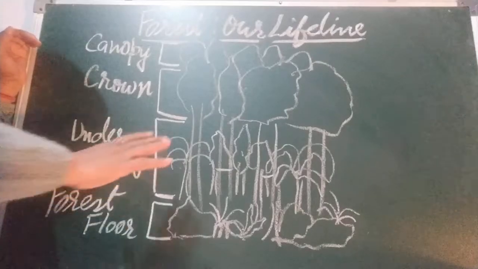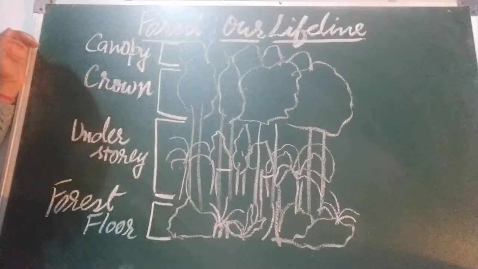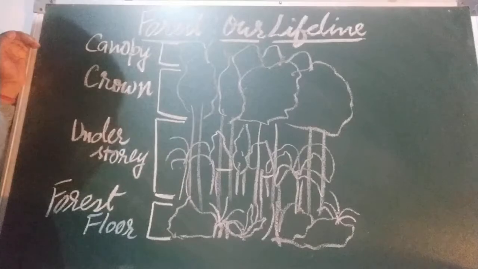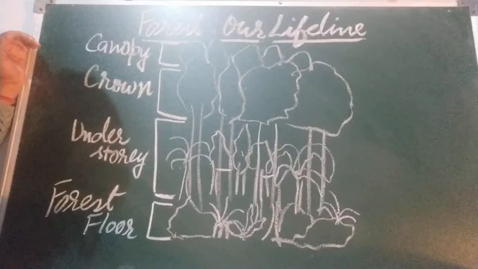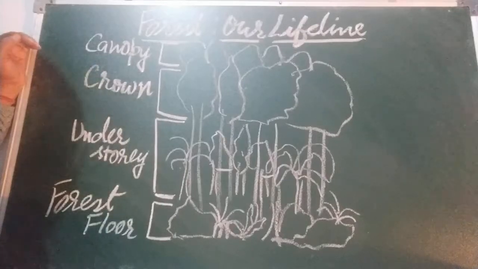Children, first we are going to discuss the structure of a forest, or we can say the profile of a forest. The type of vegetation and animals found in different forests vary. Vary means change. It depends on the climatic condition of the region. The forest may be a rainforest, temperate, or tropical, so it depends on the climate of the place.